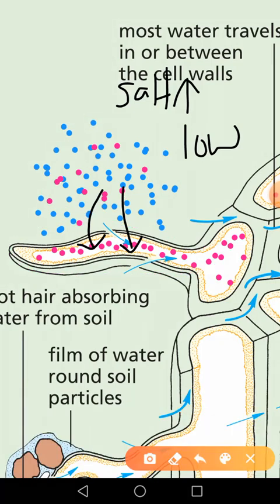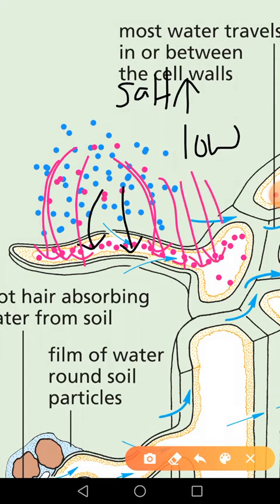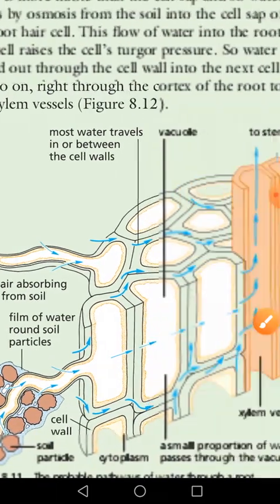So, what happens now? Water starts to move in from the soil into the root hair cell. This is just the start. Now there is a lot of water in the root hair cell. This whole process continues until the water reaches the xylem. How? Let me show you.